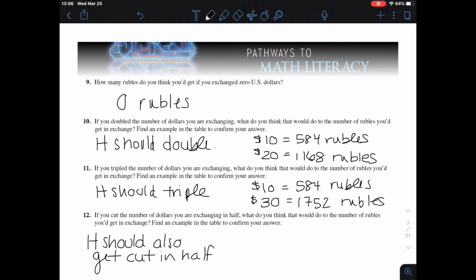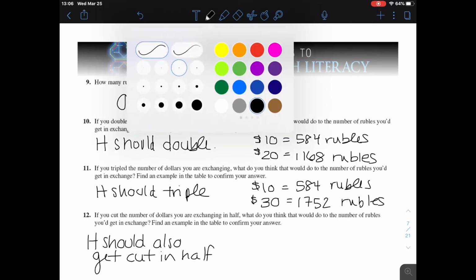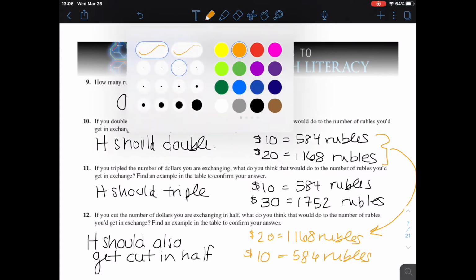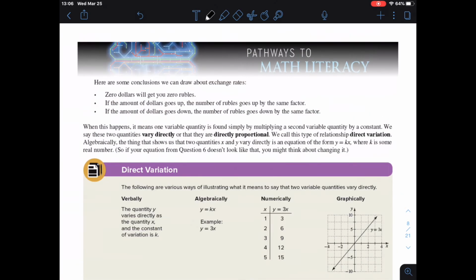And you can use either of these examples. This one down here. You start with 20 and you have 1,168 rubles. When you cut it in half to 10, it cuts the amount of rubles in half. Okay. So you can really use this exact same example, just reversing what you're starting with. So this is the idea of direct variation, or two quantities varying directly. When one doubles, triples, quadruples, the other is going to do exactly the same thing.